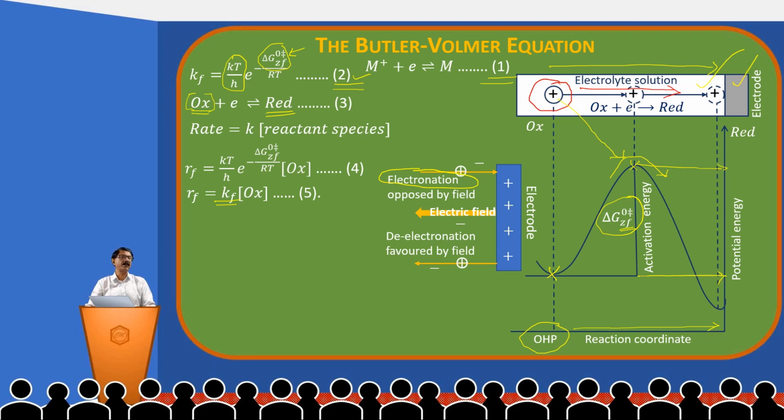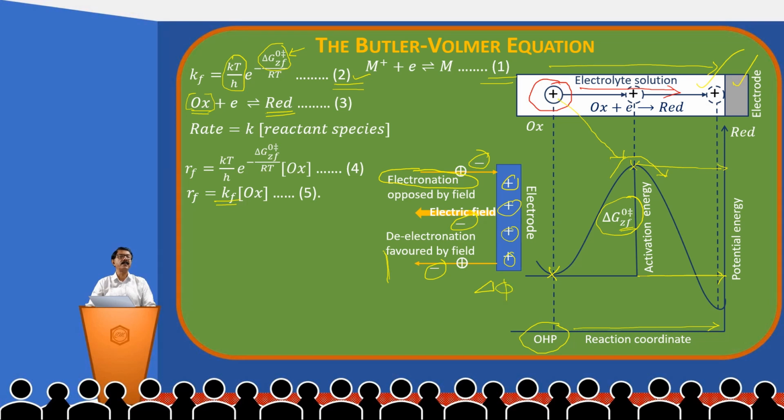Due to the migration of electrons from the electrode to the acceptor ion, that is M plus ion, an increase of positive charge occurs on the electrode. Similarly, an increase of negative charge occurs in the solution side. Thus, both sides of the metal solution interface become charged. This leads to the formation of a potential difference across the metal solution interface. We represent this potential difference as delta phi.